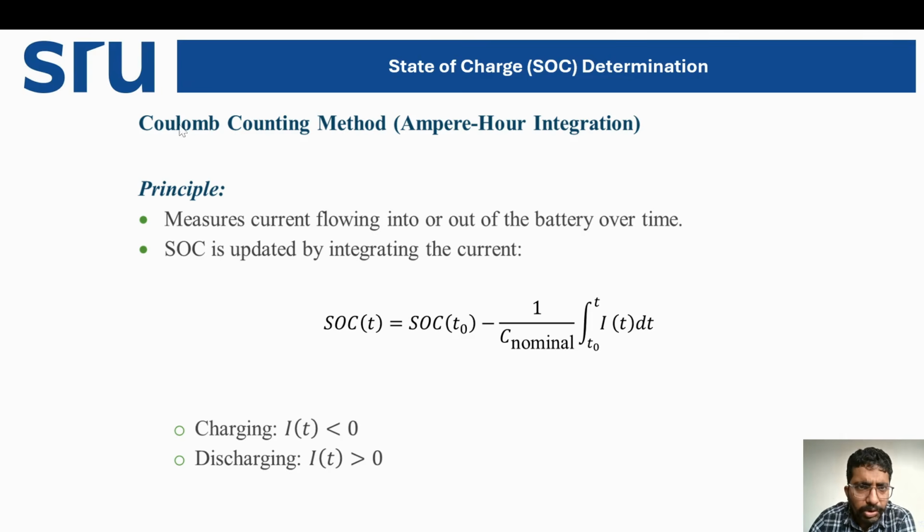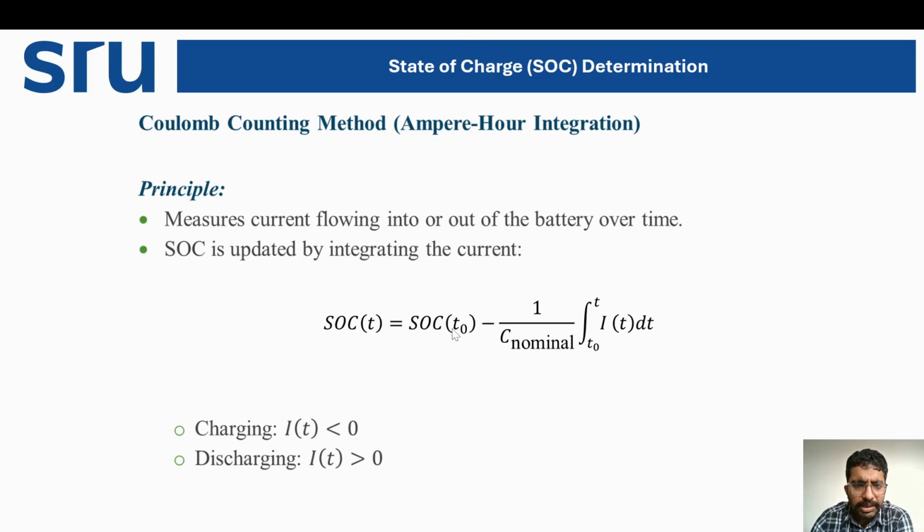So the first method is called Coulomb counting method. It is also called ampere-hour integration. It measures the current flowing into or out of the battery over time. So it helps us to know how much current is entering the battery or how much current is drained out of the battery. At any particular time interval t, the state of charge will be nothing but the initial state of charge at a particular time instant, suppose at origin, zero time. Okay, t0 is nothing but the point from which we are trying to do our measurements. It is something we already know.